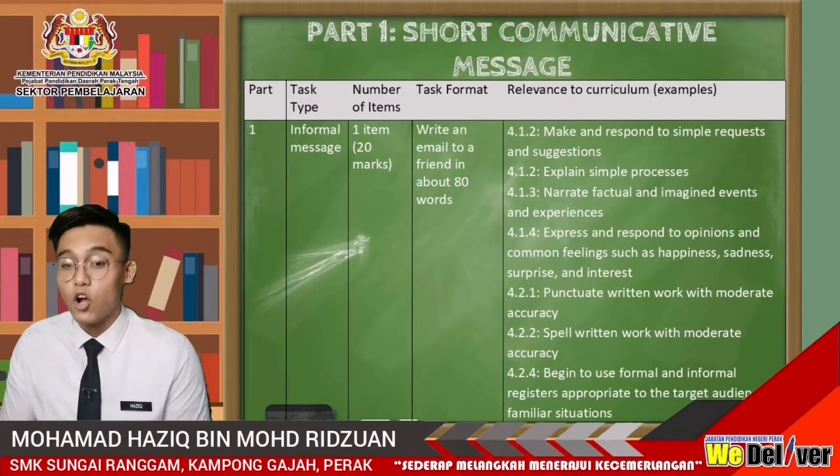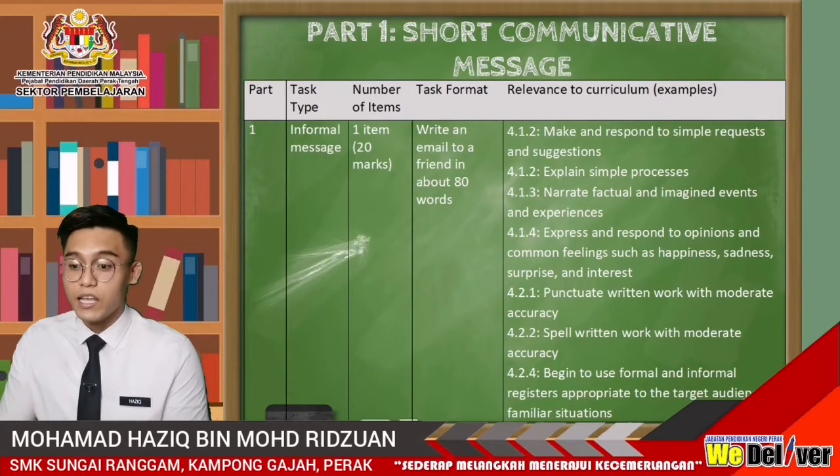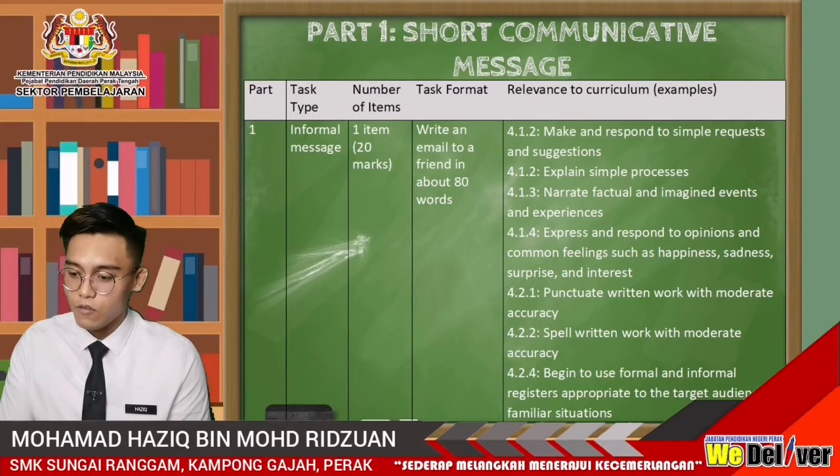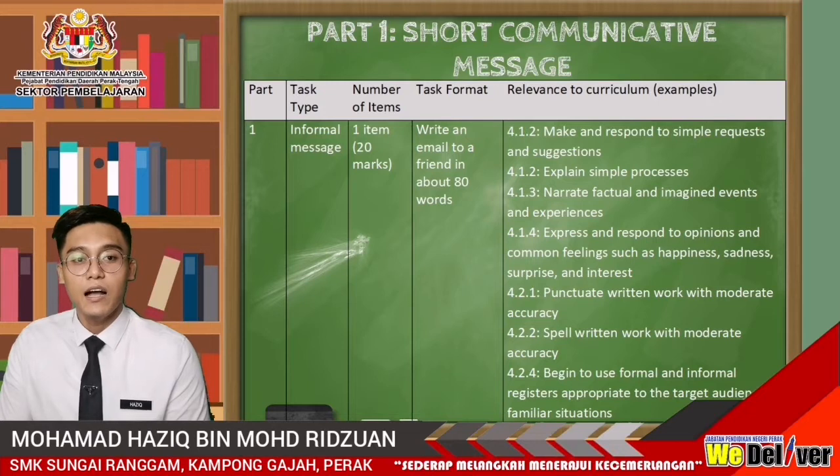So here are the content standards included in part 1 for short communicative messages. I'm not going to read every single one. You can look at the slide over there. We have 1, 2, 3, 4, 5, 6, 7 content standards altogether included for part 1.